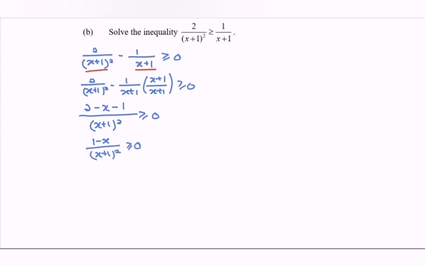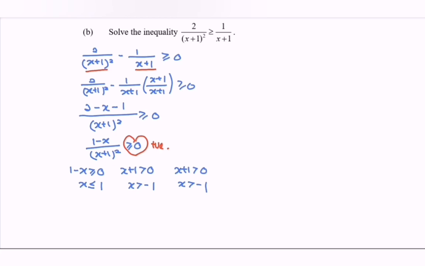Simplify the situation, we have 1 minus x over (x plus 1) bracket squared greater than or equal to 0. So now we already have the simplest form, which is the positive. So kindly split the situation and assume always positive. 1 minus x greater than or equal to 0, so where we have x is less than or equal to 1. Continue. x plus 1 greater than 0, it cannot equal 0 because x plus 1 is from the denominator. So x greater than negative 1.